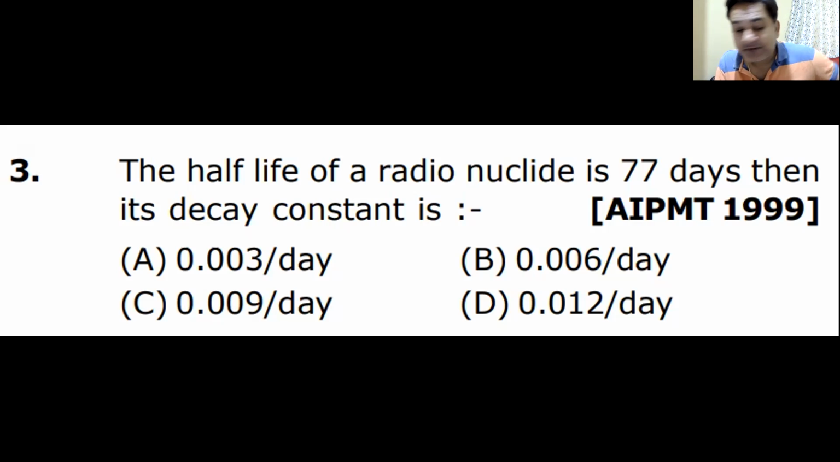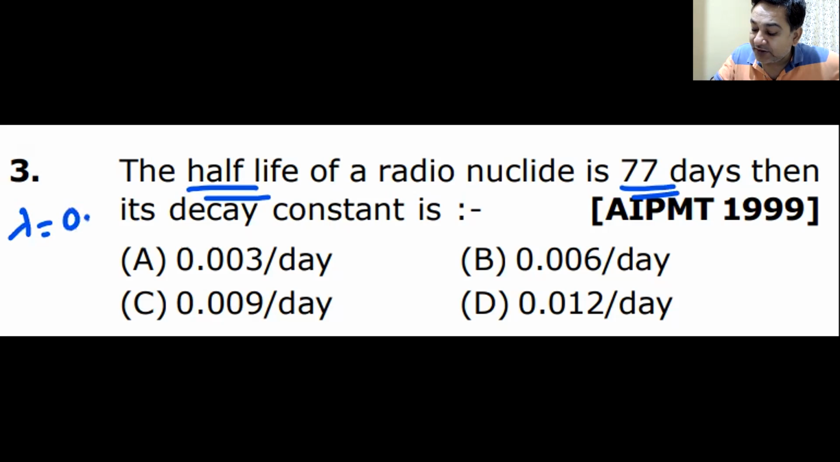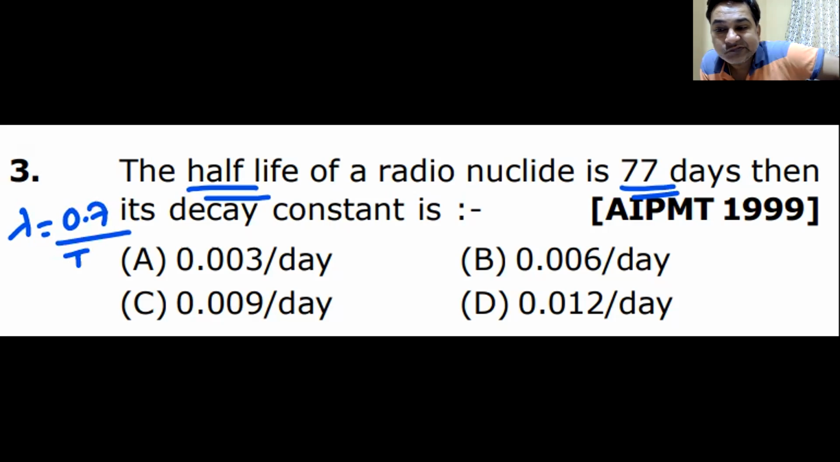So how do you do it? Tell me for the rest of them. Half-life is given, yes or no? Yes, sir, 77 days is the half-life. What is the decay constant? We just have to write the formula. What is the formula? Lambda is equal to 0.693, you can just write it as 0.7, divided by T half. Put the formula, get the answer, stay happy.